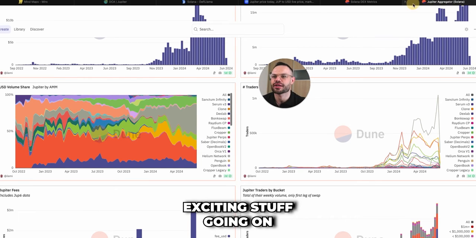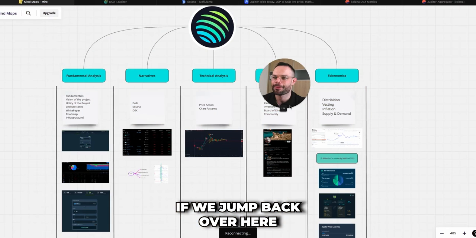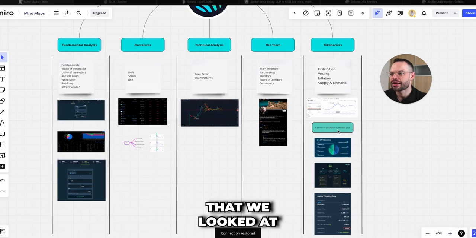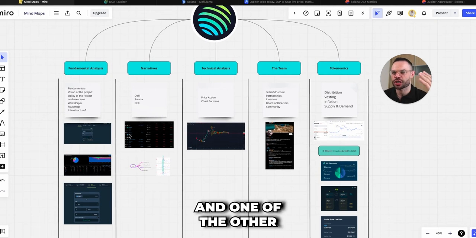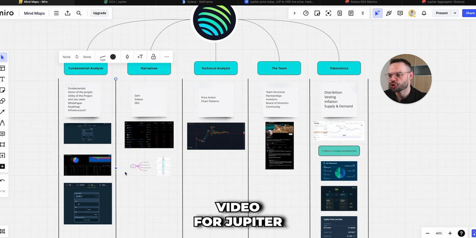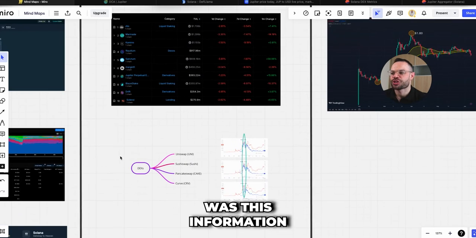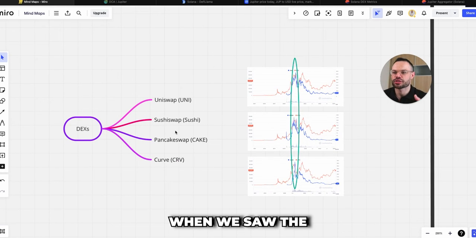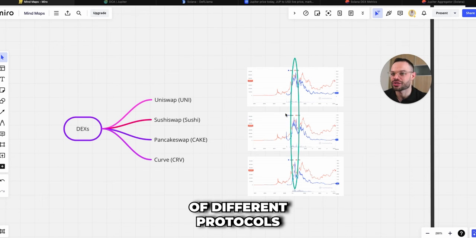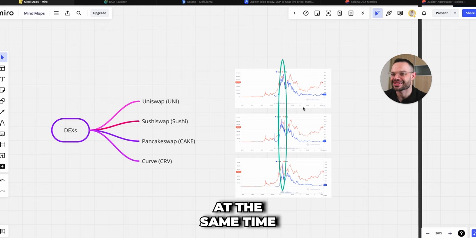So lots of exciting stuff going on Jupiter overall. If we jump back over here to some of the stuff that we looked at, again, we're talking about Jupiter being a decentralized exchange. And one of the other things that we noted in our price prediction video for Jupiter was this information about the narrative surrounding DEXs. And in 2021, when we saw the previous bull cycle, we did see a number of different protocols have run-ups at the same time when they're operating as part of the same narrative.